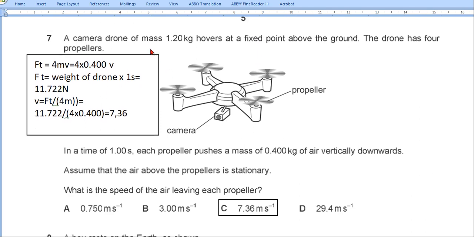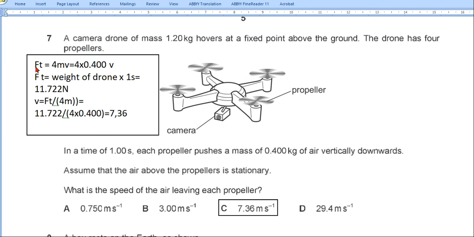A camera drone of 120 kg hovers at a fixed point above the ground. The drone has 4 propellers. In a time of 1 second, each propeller pushes a given mass of air vertically downwards. Assume that the air above the propeller is stationary. What is the speed of the air leaving each propeller?